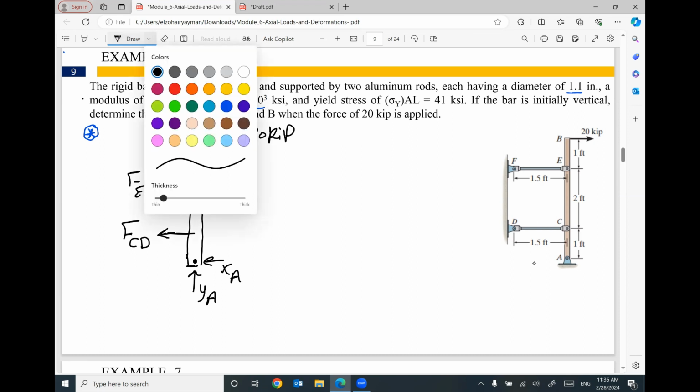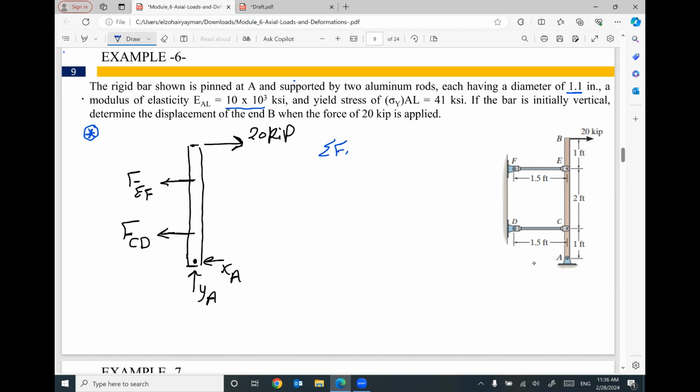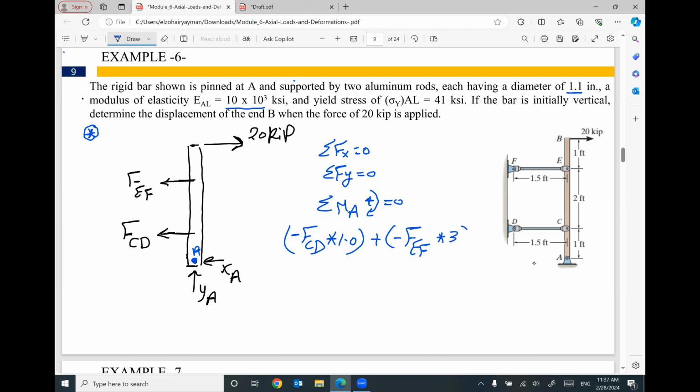We have equilibrium equations: summation of forces in x, summation of forces in y, and summation of moments. Summation Fx equals 0, it's not a big deal. Summation Fy equals 0, it's not a big deal. I will take moment at A. I'm going to assume the positive direction is clockwise, equals 0. If you take moment at A, XA and YA will be cancelled, we don't have distances for them. So I will have negative FCD, it's counterclockwise, times the vertical distance 1 foot, plus negative FEF, the rotation is counterclockwise so it will be negative, times the vertical distance 3 feet. The force 20 will be positive, times the vertical distance, which is 4 feet, equals 0.